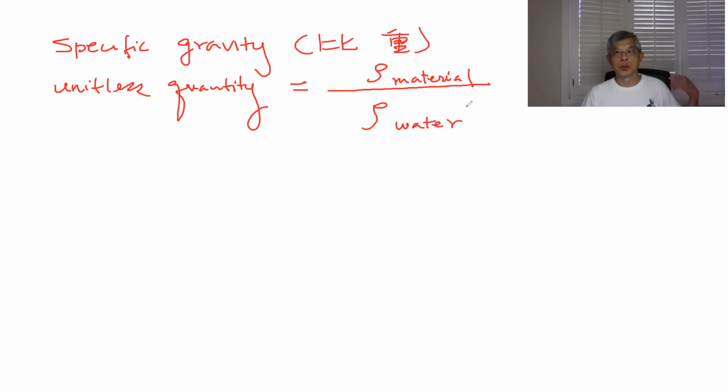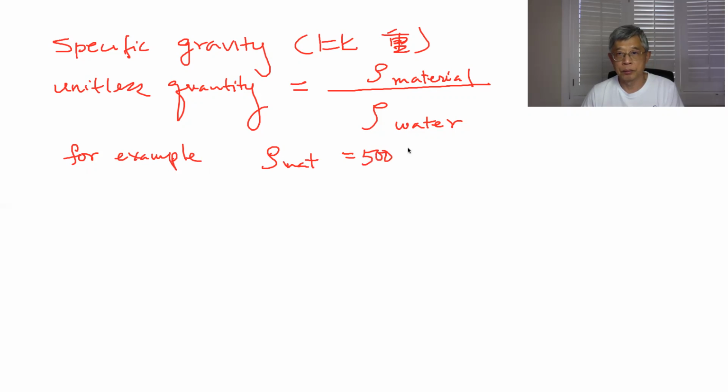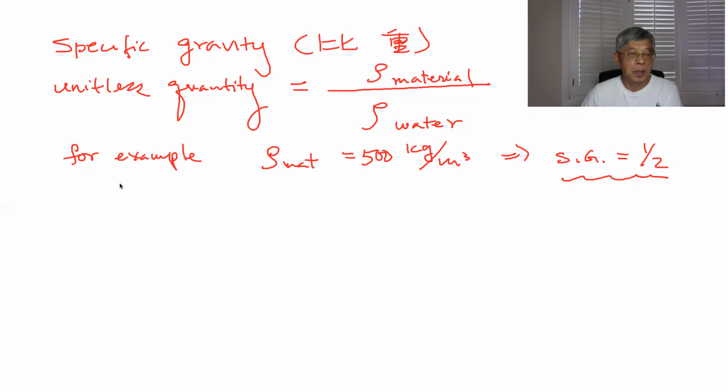So if you figure out the density of the material and you compare it to the density of the water, for example, if the density of a material is equal to 500, then the specific gravity will be equal to 1/2, because the water's density is 1000.